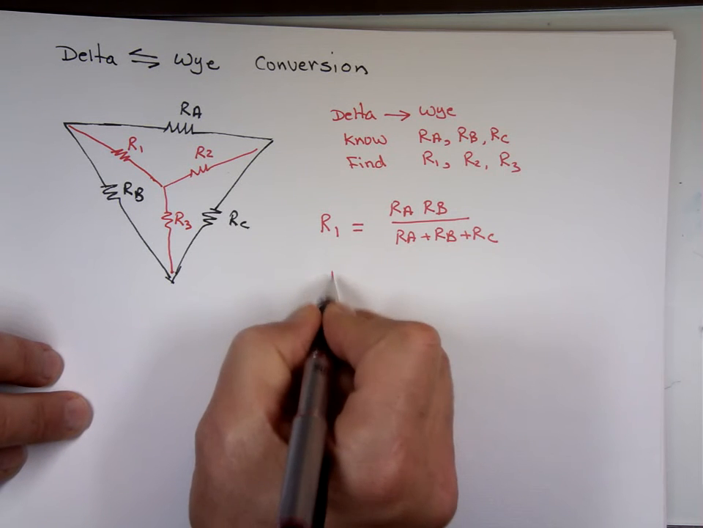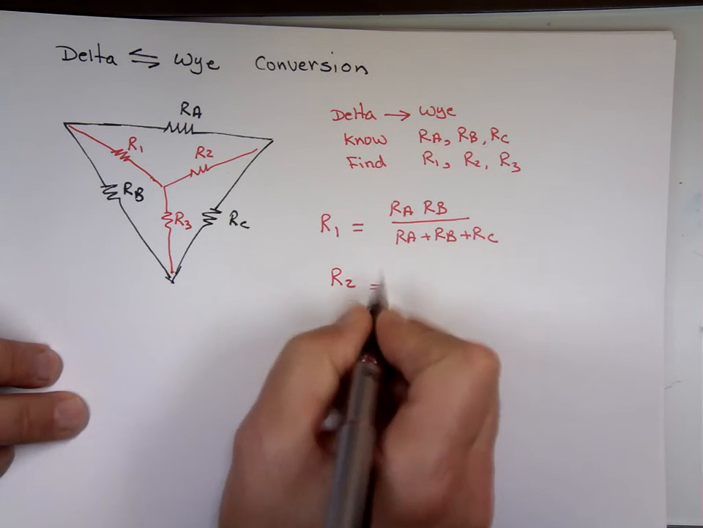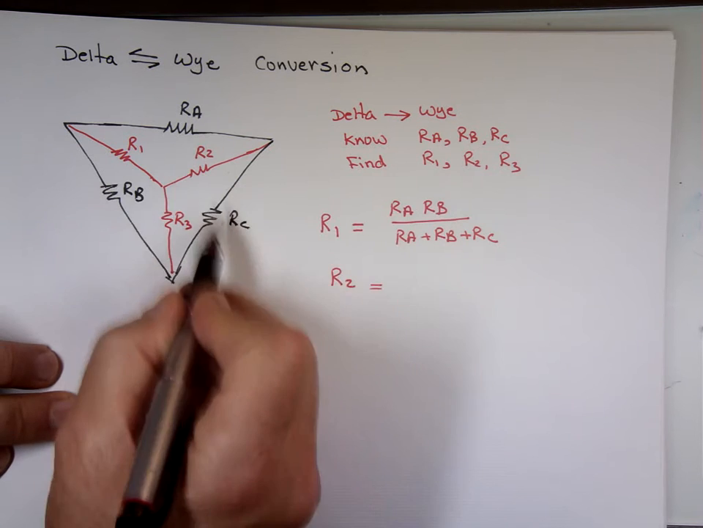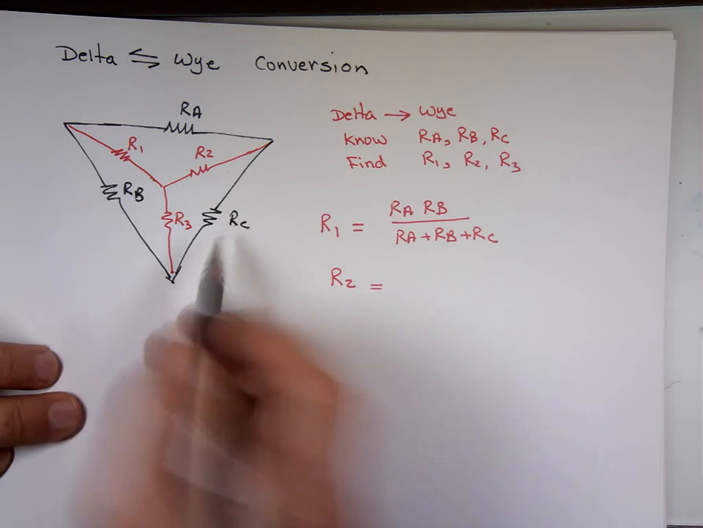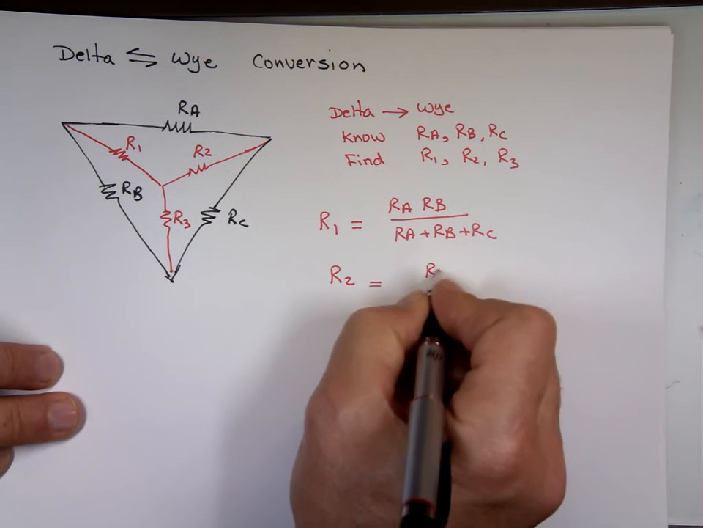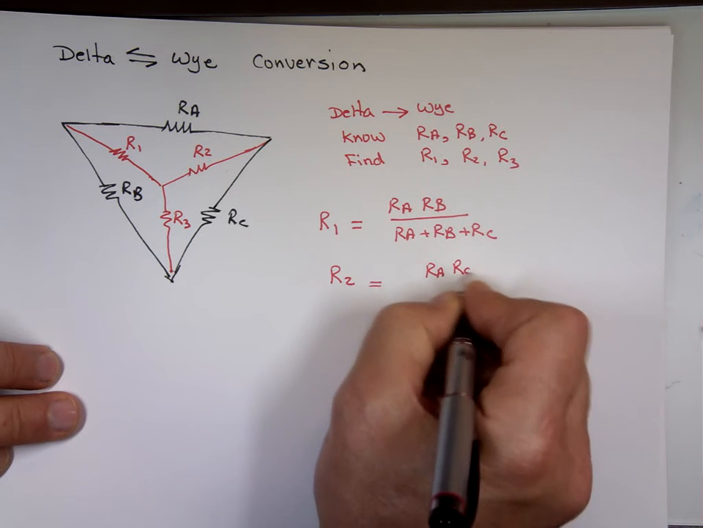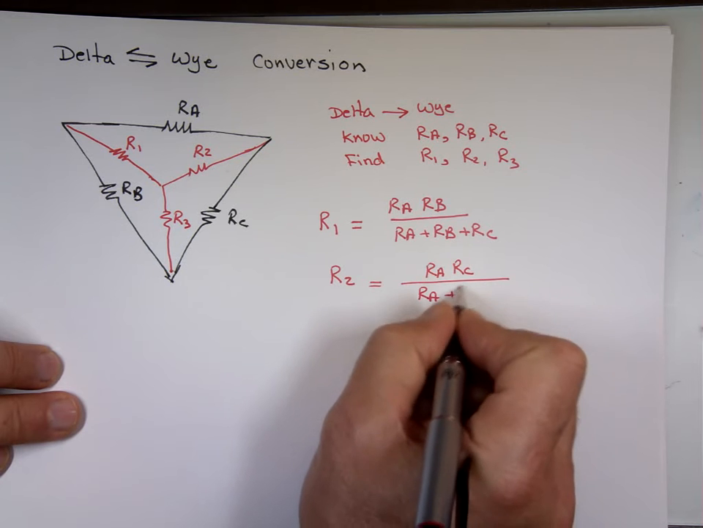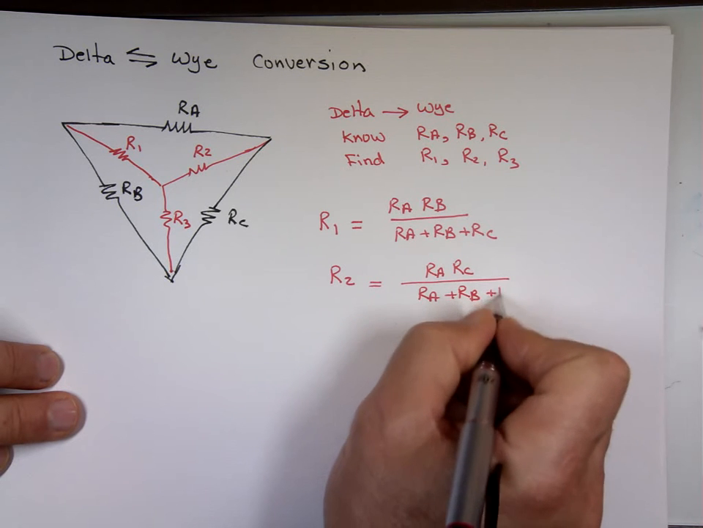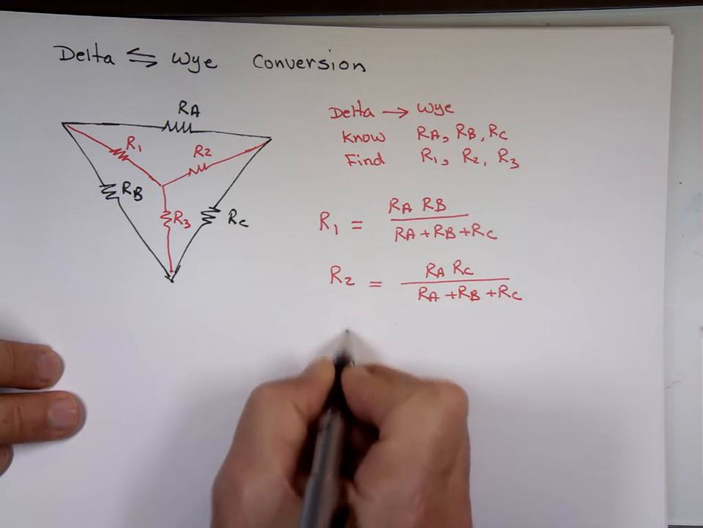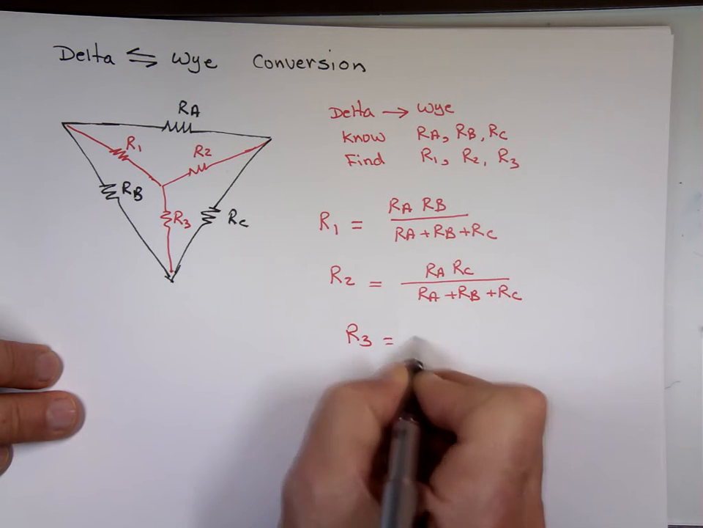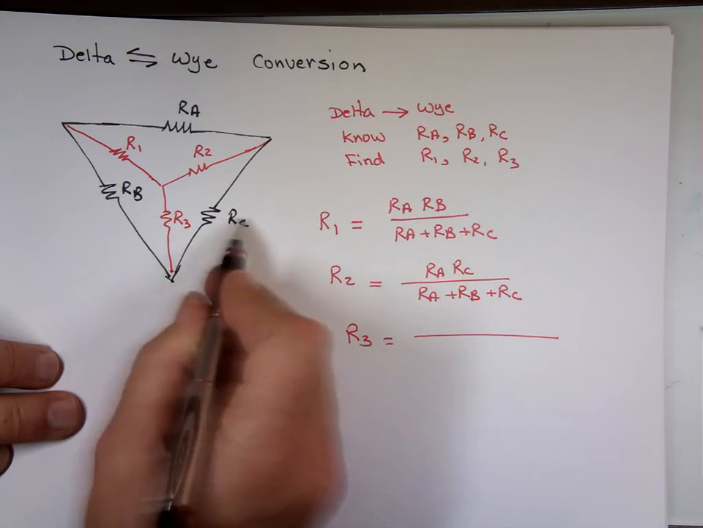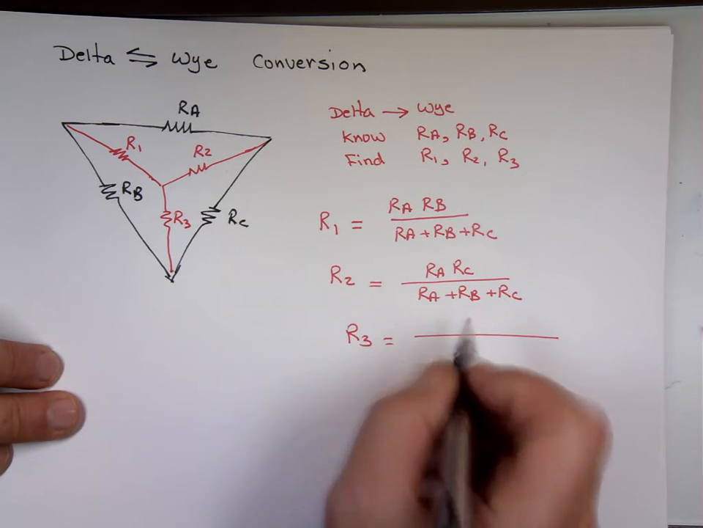If I'm looking for R sub 2, I'm going to multiply the two surrounding ones, which is RA times R sub C, over the sum of all three of them. And if I'm looking for R sub 3, the two adjacent to R sub 3 are RC and RB.